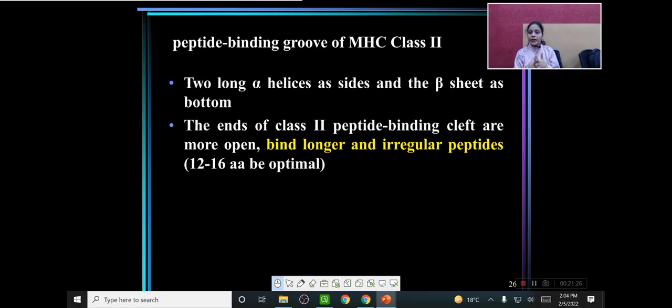In class 1 molecule, which is only expressed on nucleated cells, approximately 8 amino acids are recognized, but class 2 MHC binds longer peptides, like 12 to 16 amino acids.